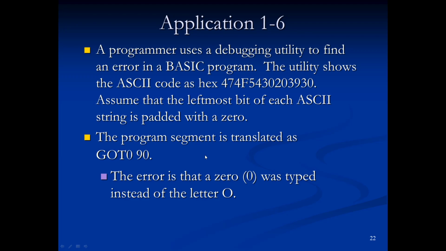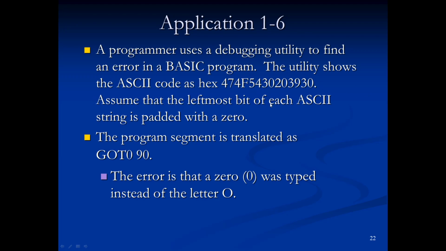So in this example, they're talking about a programmer who has a debugging utility. He's trying to find an error in a BASIC program, and BASIC is a pretty old programming language, but that's what he's using. So the utility he's using shows an ASCII code as that hex number that they show there. So it's just a big jumble of hex values.